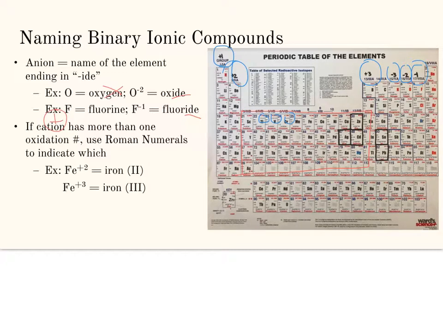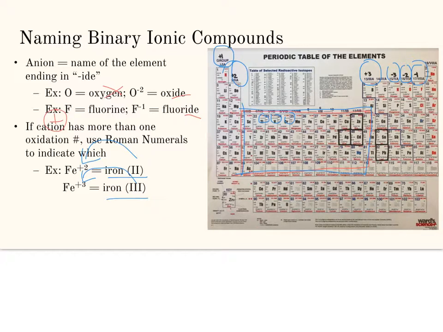But for now, recognize that if we're dealing with an element found in that middle section, so any of the transition elements, we have to include Roman numerals. And those Roman numerals indicate what the charge of the ion will be. So if I'm dealing with a compound that has iron with a +2 charge, then I would call it iron Roman numeral 2. If the iron in my compound has a +3 charge, we would call it iron, Roman numeral 3. And again, I'll show you in a minute how to decipher that.